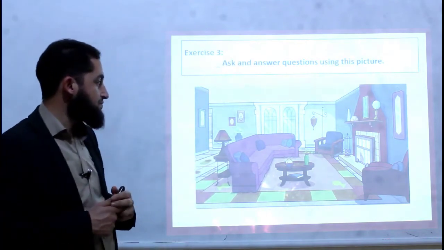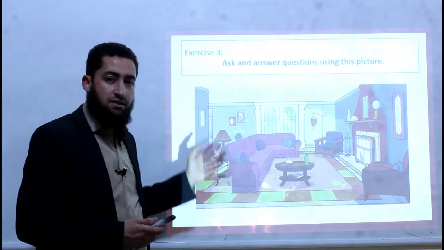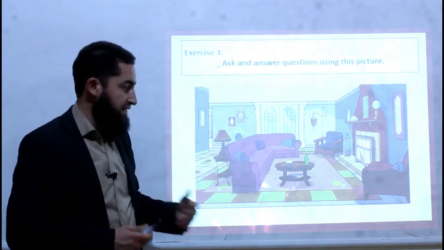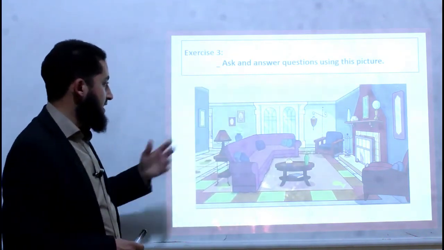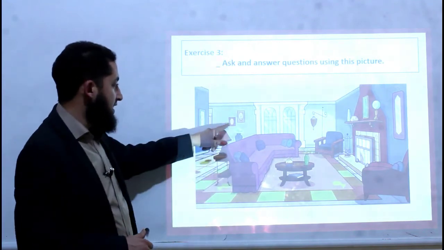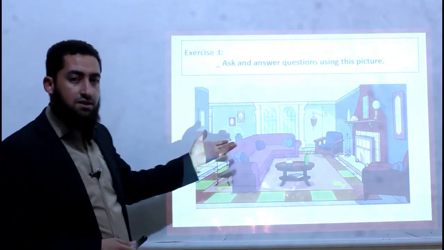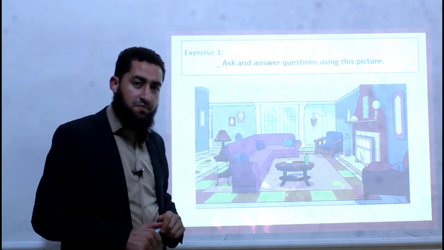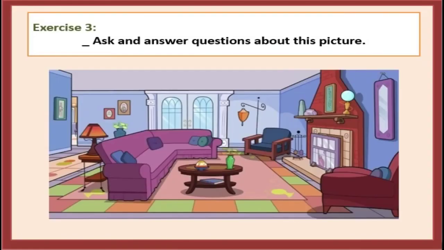For example, is there an armchair in the dining room? Yes, there is. Good. Are there pictures in the dining room? Yes, there are. Very good. Is there a bicycle in the dining room? No, there isn't. And more. Okay, you can think of other examples and you do them at home.